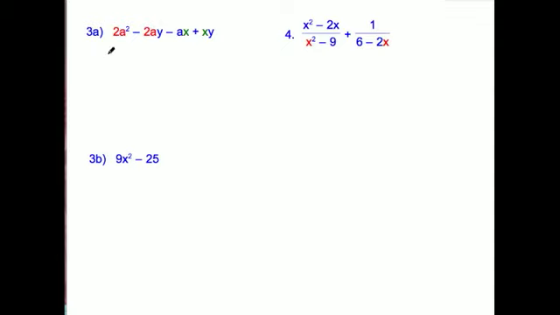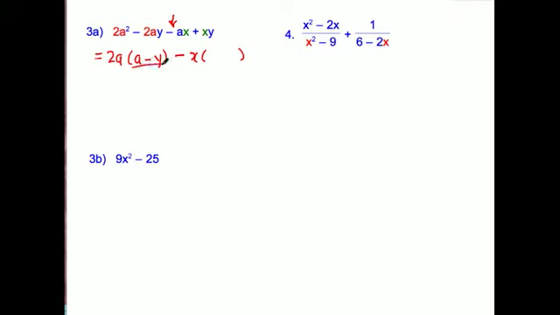In question 3, we have factorization by grouping. Each group has a common factor. In the first group, the common factor is 2a, and in brackets we have a minus y. The sign in the middle is negative, so we bring down a negative sign, and a common factor of x is factorized out.